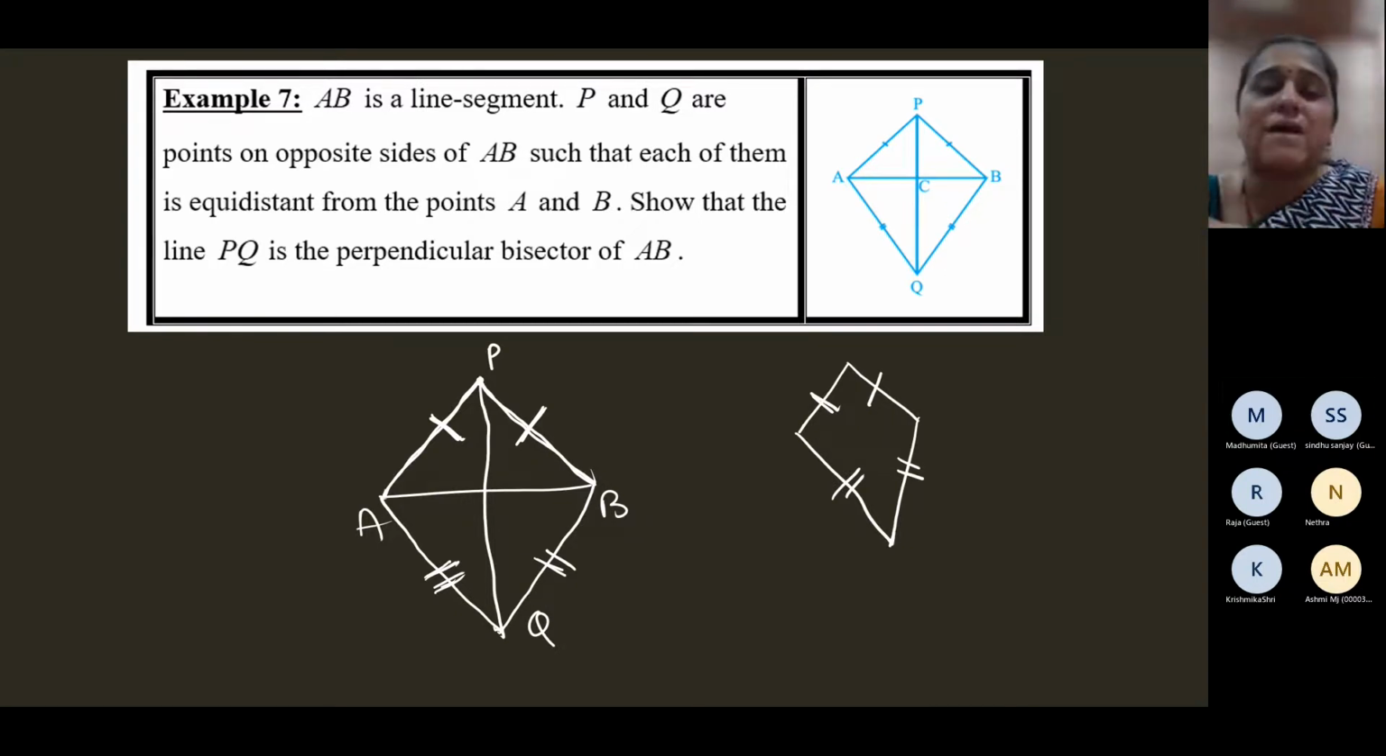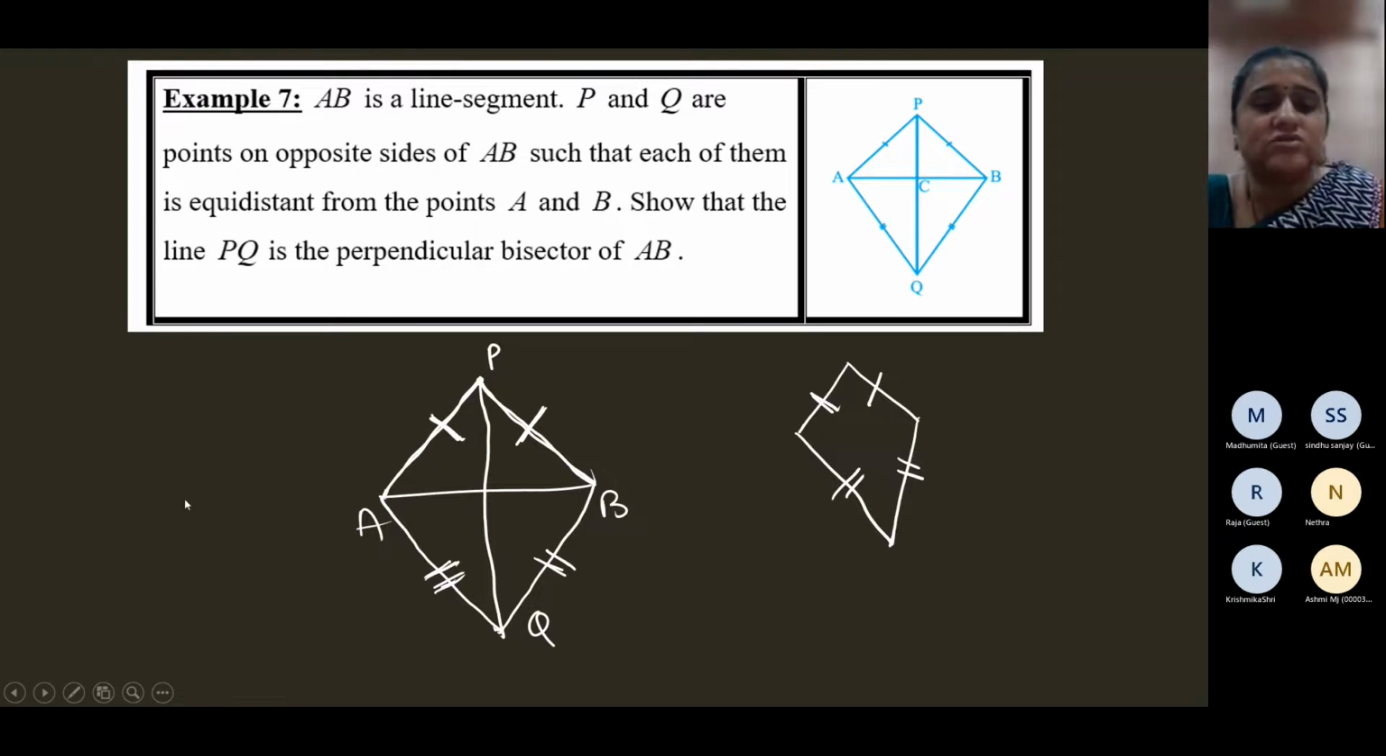So when you compare a kite and a parallelogram, in a kite, one pair of opposite angles are equal. In a parallelogram, both pairs of opposite angles are equal. In a kite, diagonals are perpendicular to each other. But in a parallelogram, diagonals are not perpendicular to each other. In a rhombus and in a square, the diagonals are perpendicular to each other, but not in a parallelogram in general. In a kite, the longer diagonal bisects the smaller diagonal. In a parallelogram, the diagonals bisect each other. So we'll see all these properties in the next chapter, quadrilaterals.